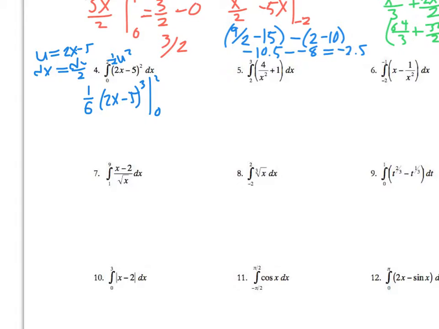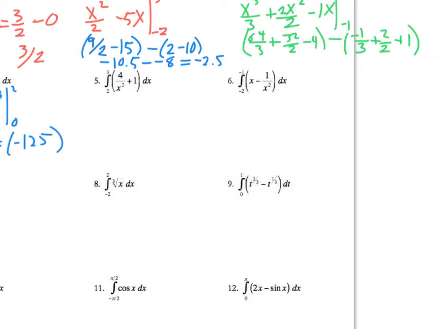Minus 5 to the third would be negative 125. I don't know why I'm doing 0 first. I'll plug in the 2 first. We get 1/6. 2 times 2 is 4, minus 5 is negative 1. Negative 1 to the third is negative 1. Now we'll do the 0. So we got 1/6. Negative 5 to the third is negative 125. When you combine those, you will get your answer.